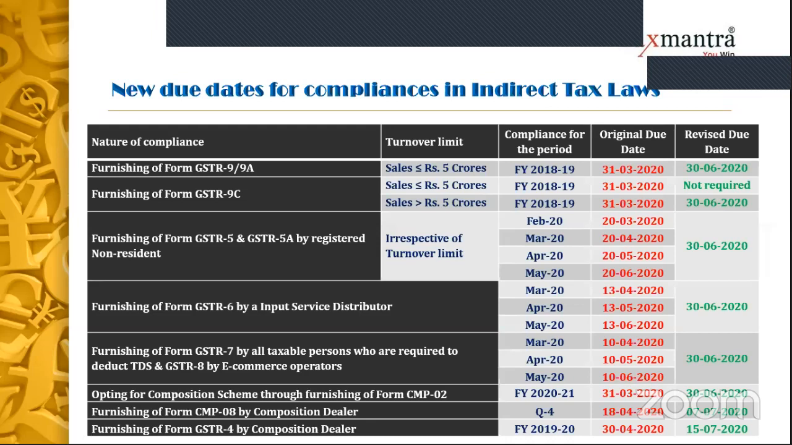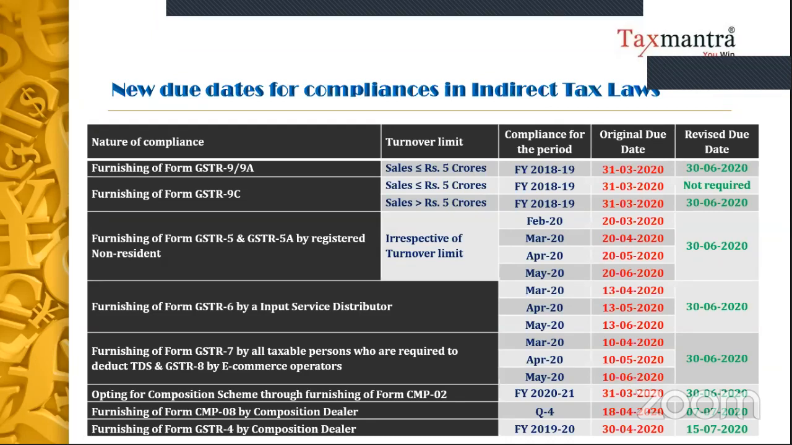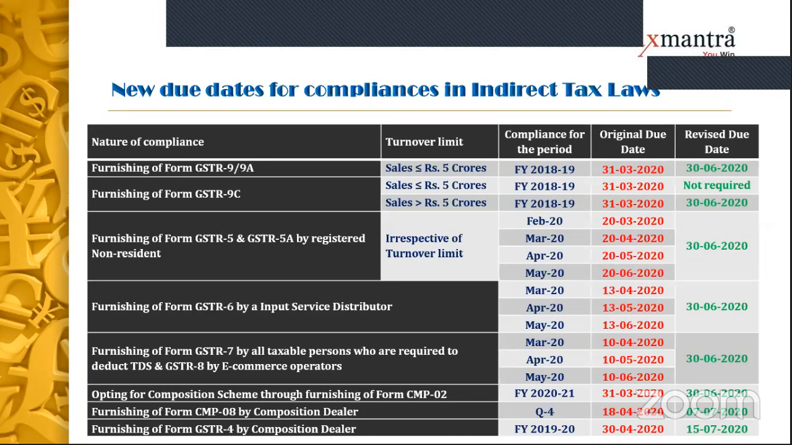Okay. Now, moving into the next sections, furnishing of Form GSTR 9A, that is basically an annual return of GST. For taxpayers having turnover less than 5 crore, the annual GST reporting related to the financial year 18-19, the earlier due date was 31st of March. Now it has been extended to the 30th of June 2020.